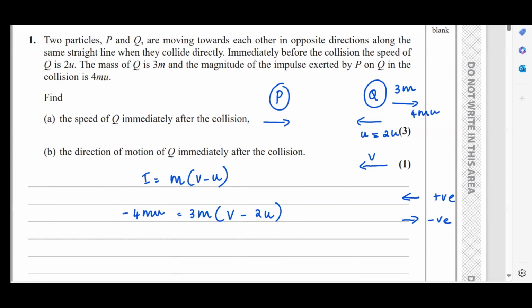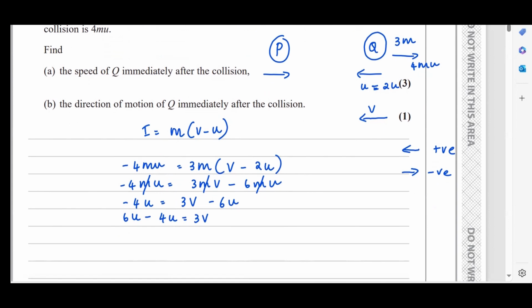Now let's solve this. Minus 4mu is equal to 3mv minus 3 into 2 is 6, 6mu. We can cancel out m from all of these. Now we have minus 4u is equal to 3v minus 6u. Minus 6u goes to the other side and becomes positive 6u. So 6u minus 4u is equal to 3v. 6u minus 4u is 2u. So 2u is equal to 3v. We are finding out what v is. So v is equal to 2 by 3 u.